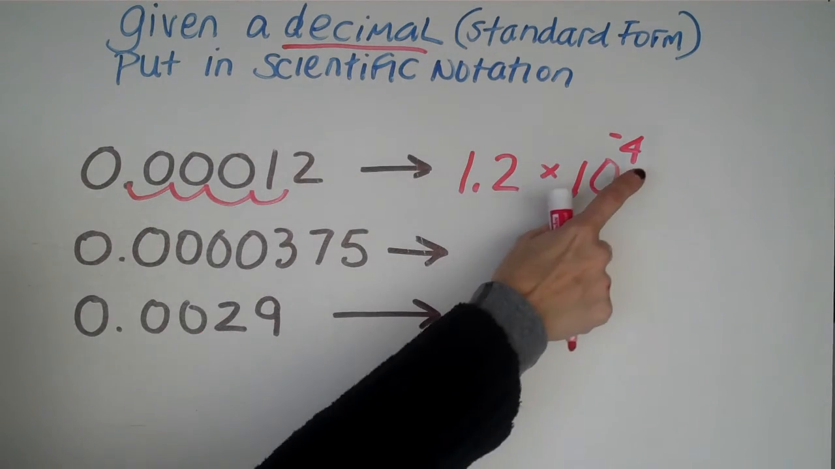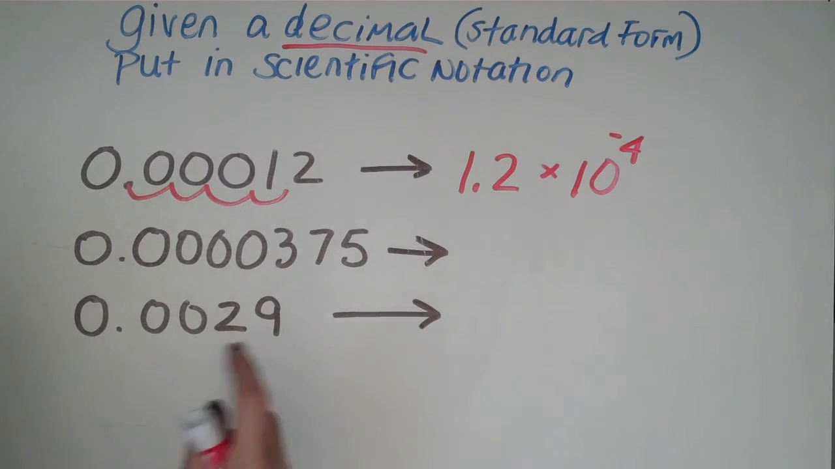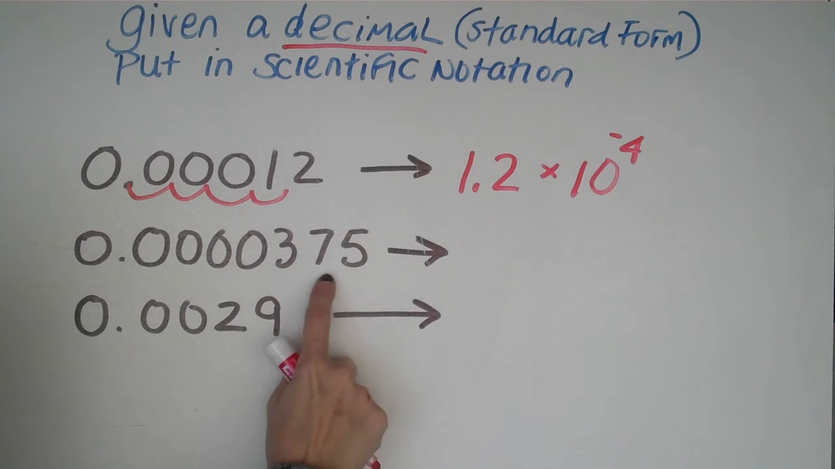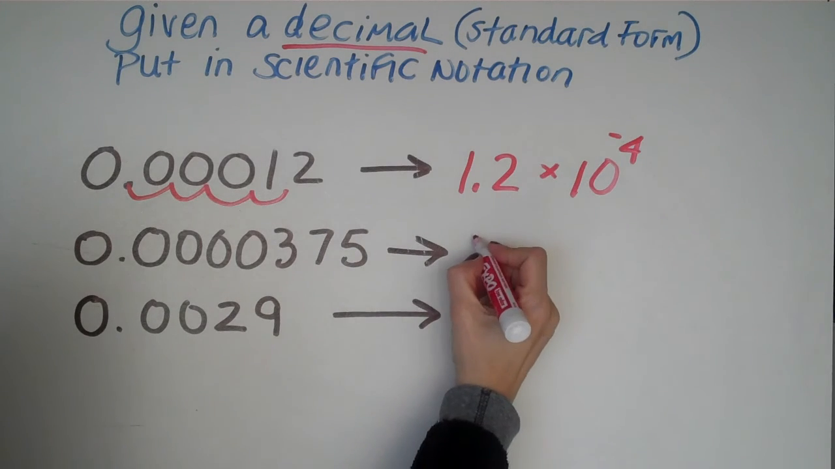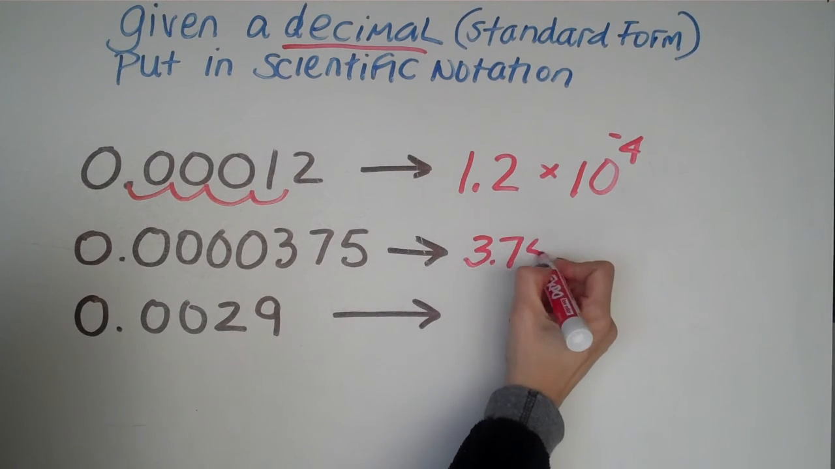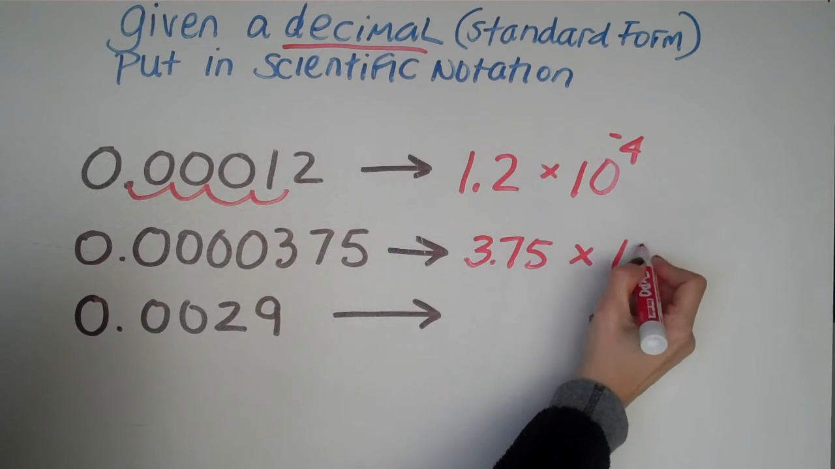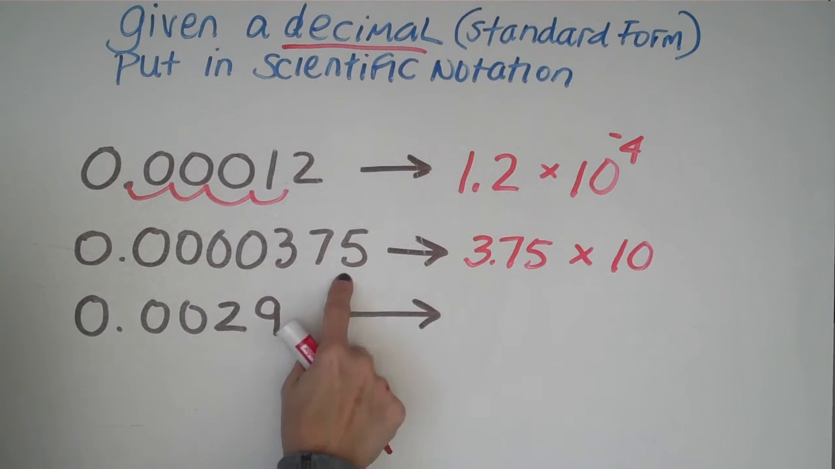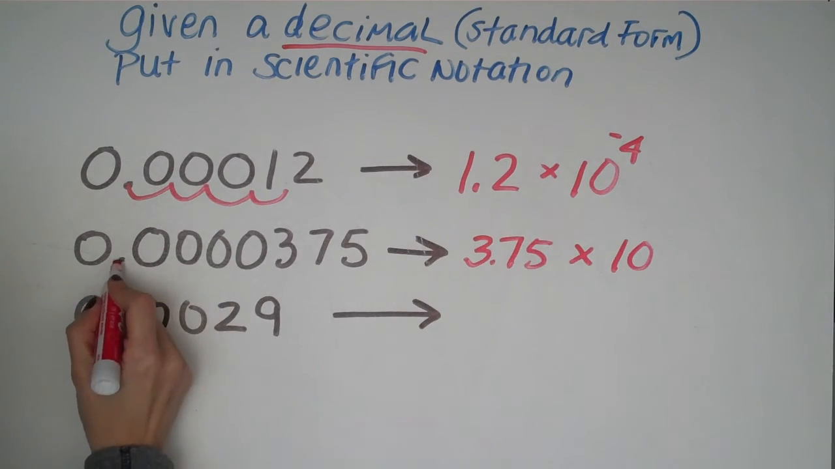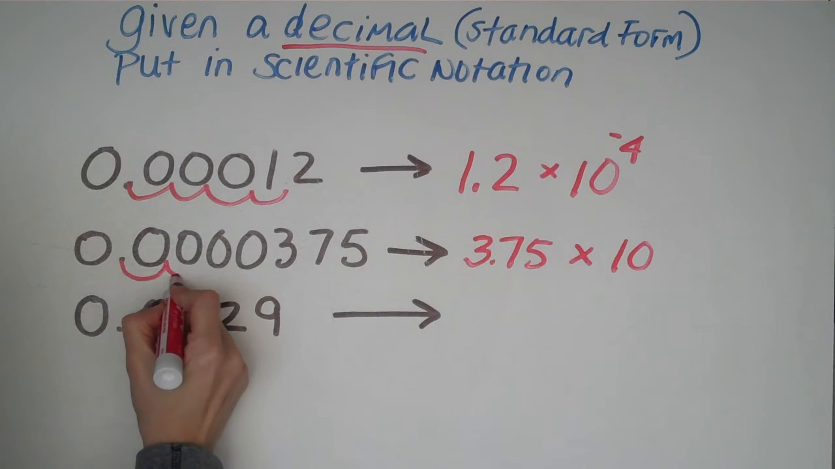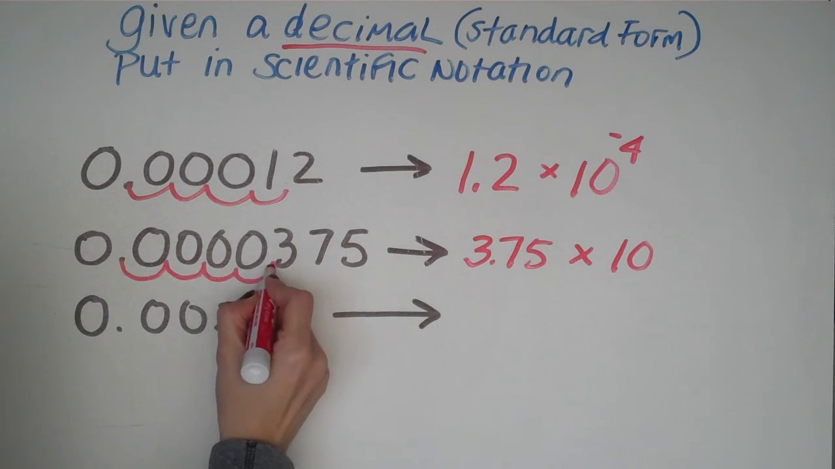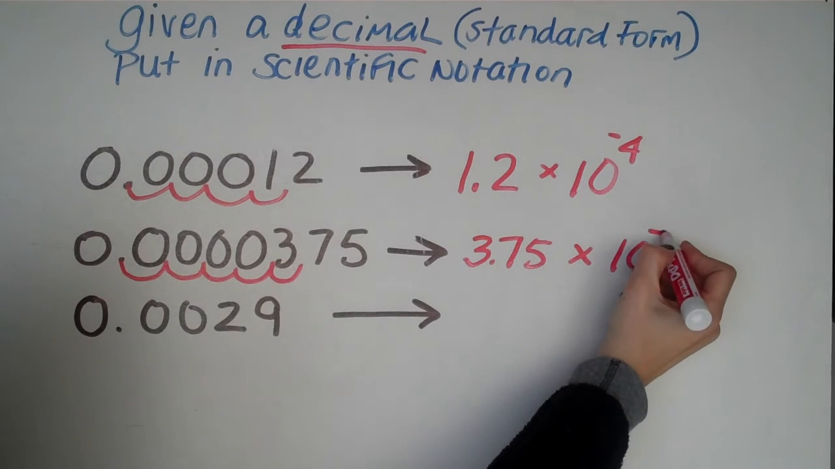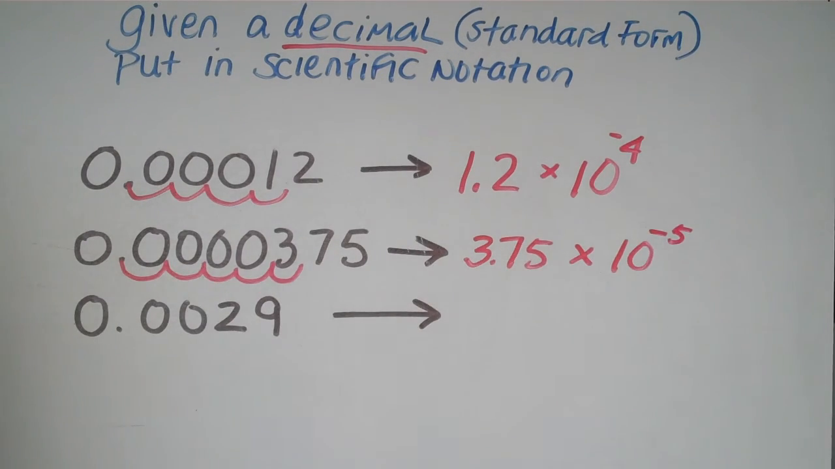Now I'm going to rewrite those numbers as 1.2 times 10 to the negative 4th power, because you see a decimal, you will get a negative exponent. So I know in this one, I'm going to have to write 3.75 times 10 to the something. And I'm going to start from the decimal, count till I get there. 1, 2, 3, 4, 5. So it becomes to the negative 5.